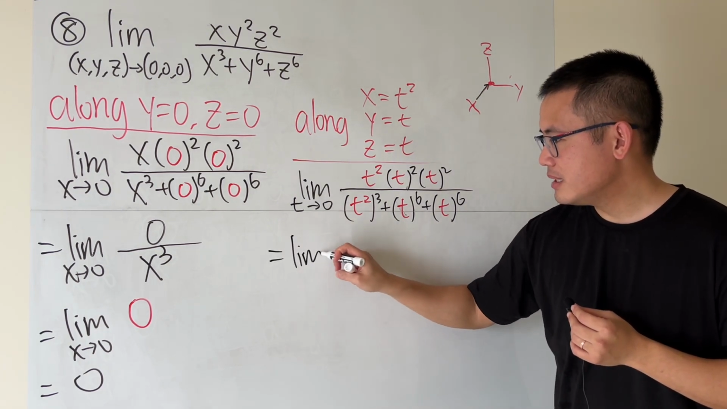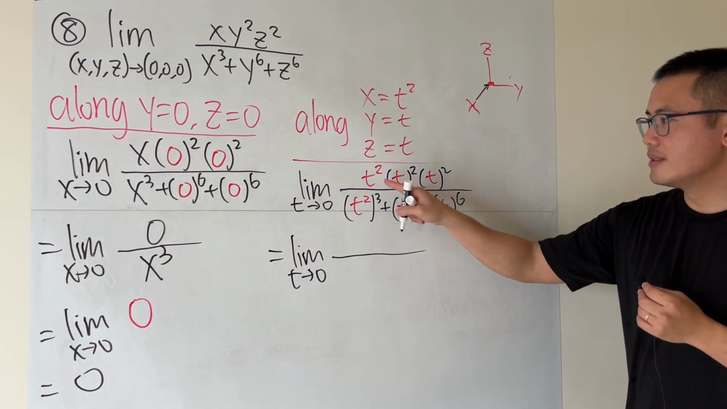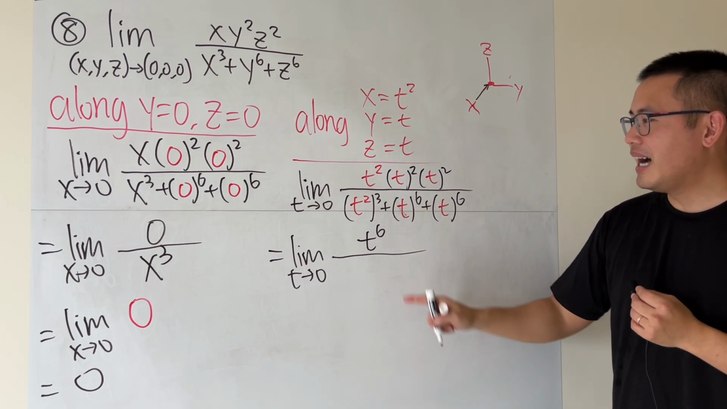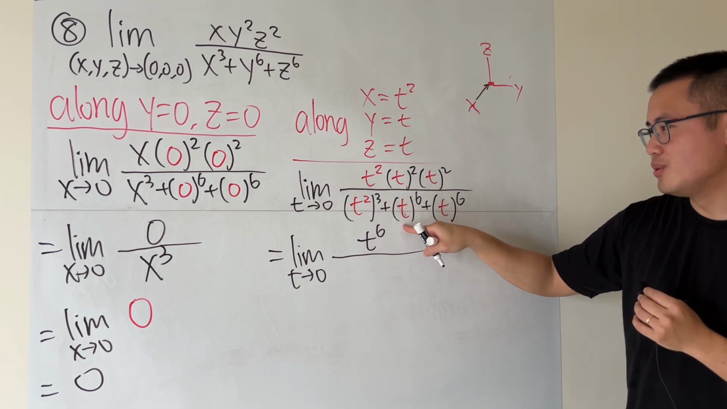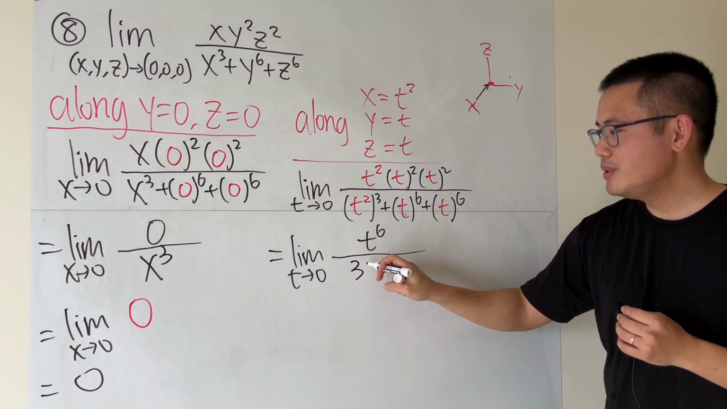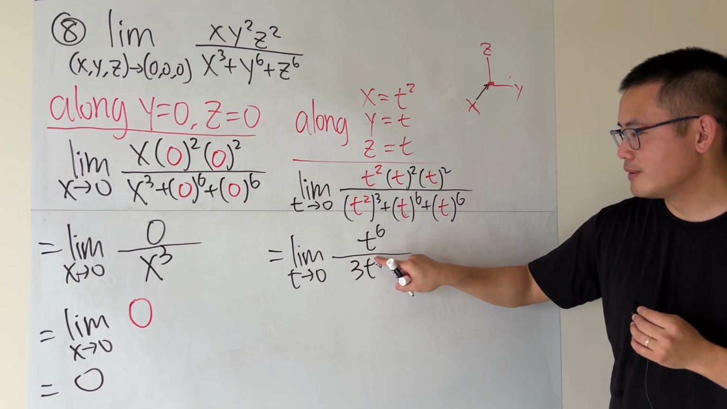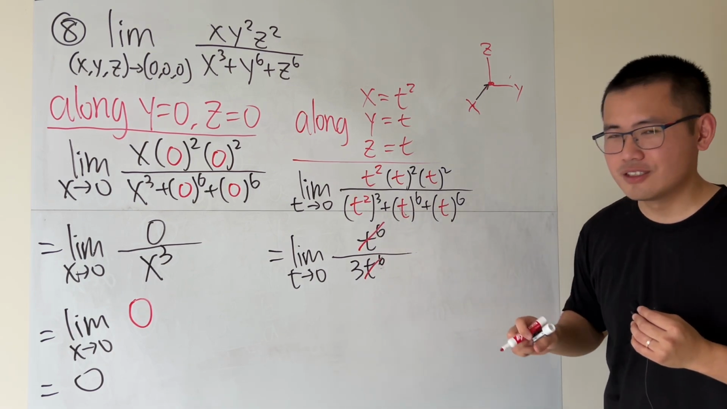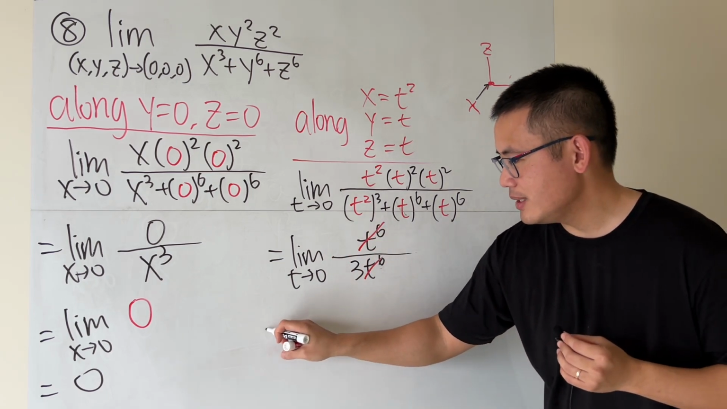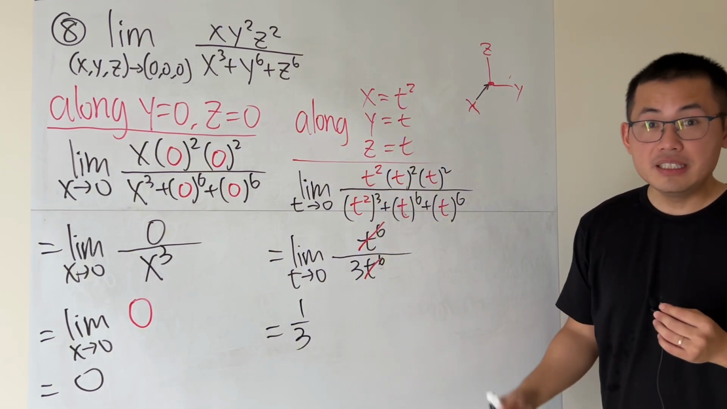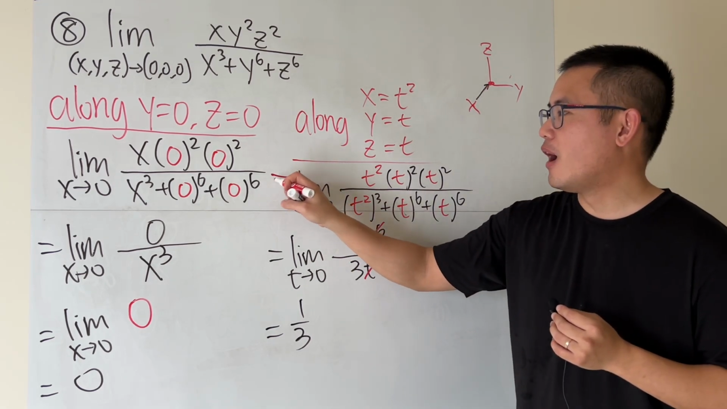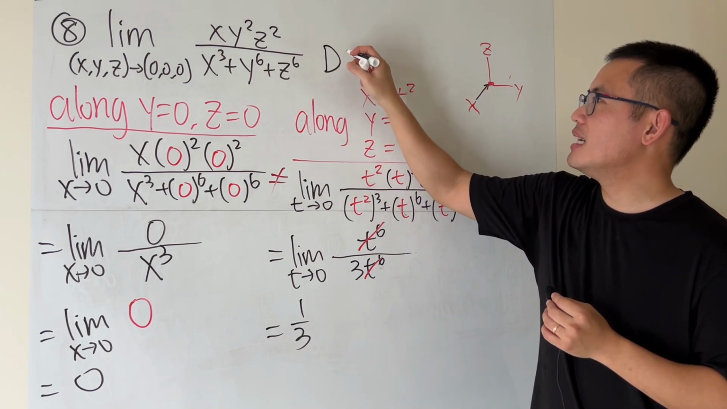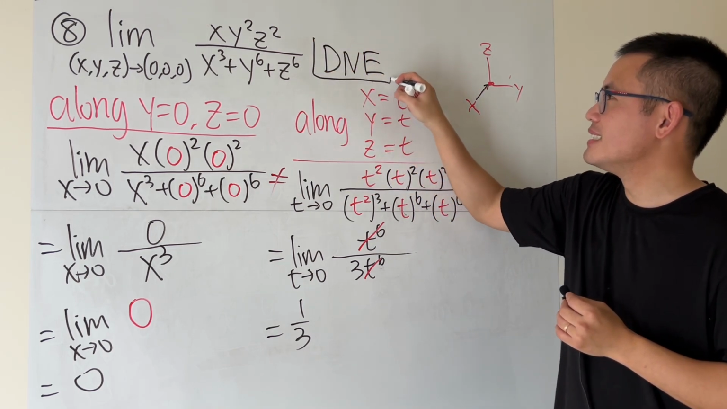This is the limit as t approaching 0. The top is t squared, t squared, t squared, which is t to the 6th power. On the bottom is also t to the 6th power, t to the 6th power, t to the 6th power, 3t to the 6th power, just kidding. And now, I'm not kidding anymore, this and that cancel out very nicely, and the answer for this is just equal to 1/3. This is so good because we can see that they are not equal. Therefore, we can come here and say this limit does not exist.